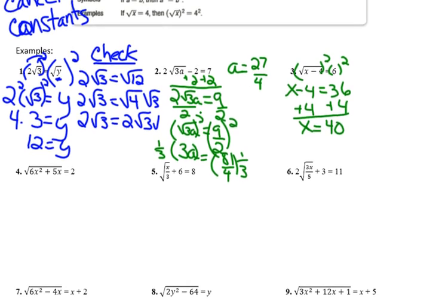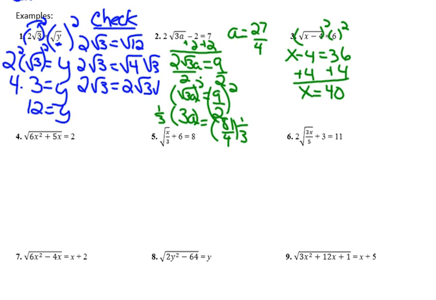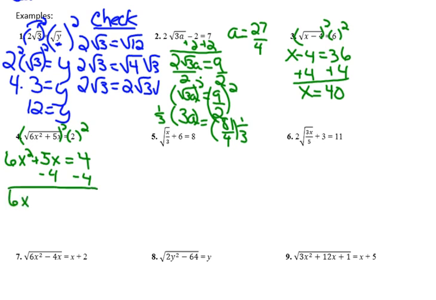Okay? All right, so let's go over here and look at number 4. Again, I have the radical part by itself, so now I need to square both sides. When I do that, square root and squaring cancel each other out, and I get 6x squared plus 5x. 2 squared is 4. Now, this is a quadratic, which means I now need to get one side equal to 0. So this is where the work from last chapter comes in. Oops, sorry, forgot the minus 4.